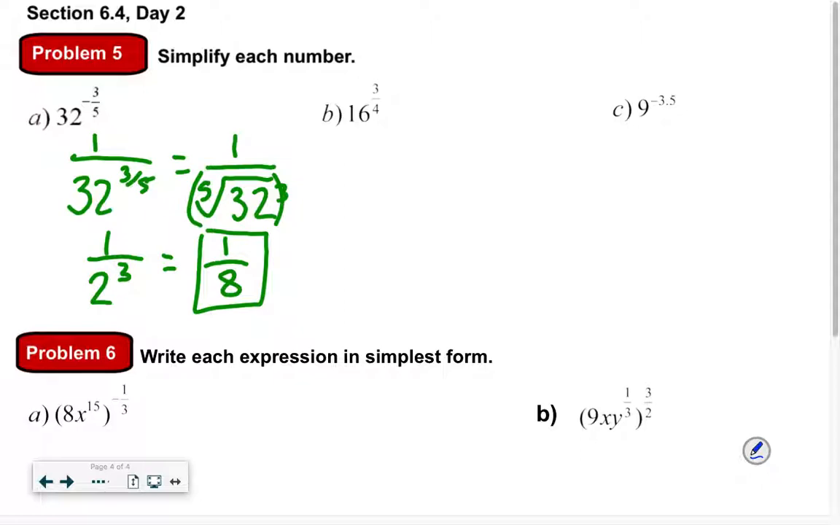Looking at 16 to the 3/4 power, how can I make that a radical? Yeah, bring my bottom 4 out to be my index. 4th root of 16 to the 3rd. Everybody okay with that step?